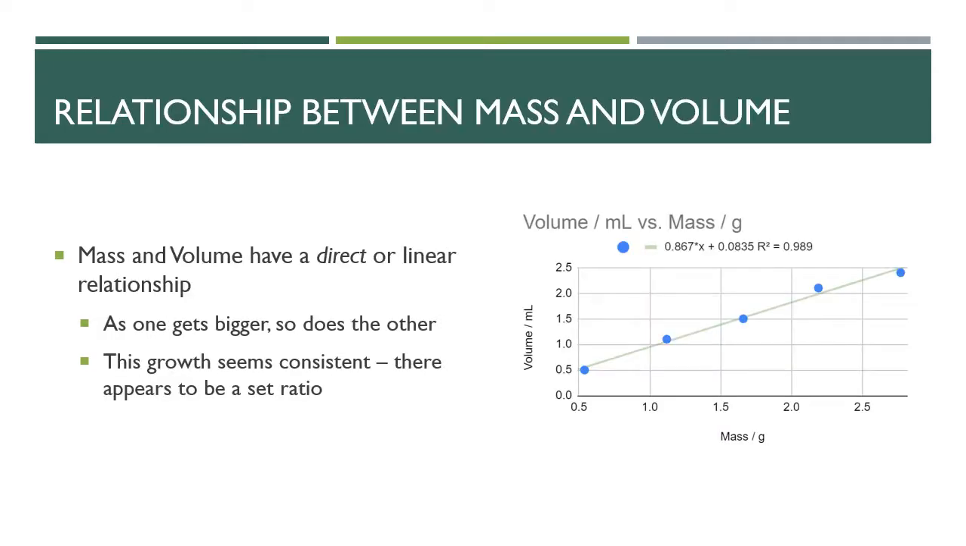Mass and volume, as shown in the lab that we did last week, have a direct or linear relationship. As one of them gets larger, so does the other one. And as you'll notice in this graph of some example data for mass and volume taken from the lab, this growth also appears to be very consistent. It is specifically linear as opposed to exponential or one of the other relationships that would have one thing getting bigger while the other one does, which implies that there is a set ratio between mass and volume, which would be connected to the slope of this line.